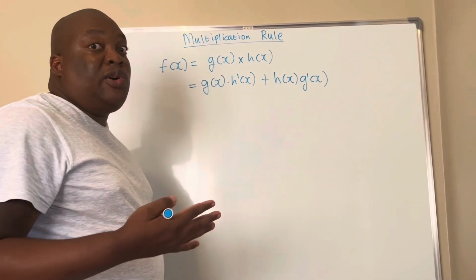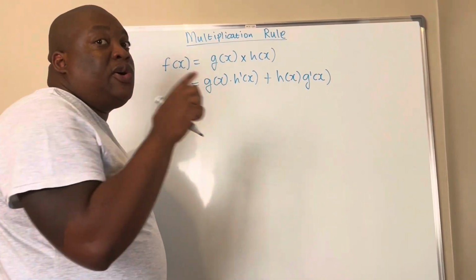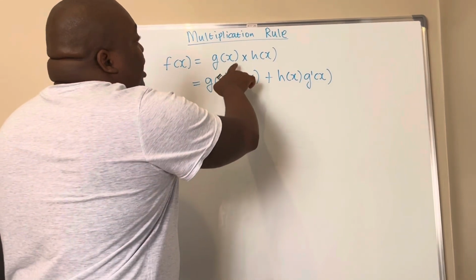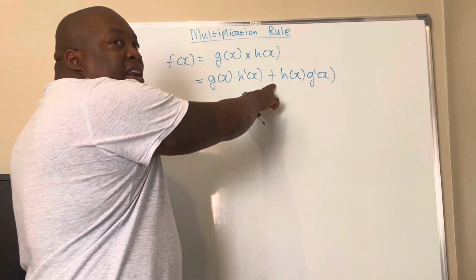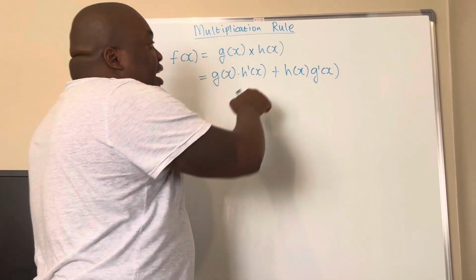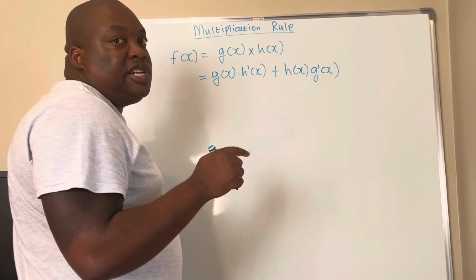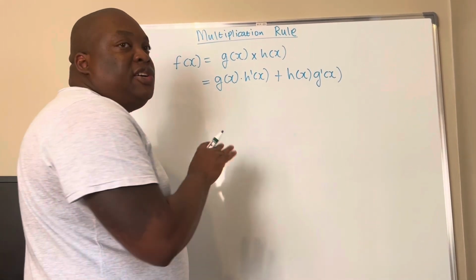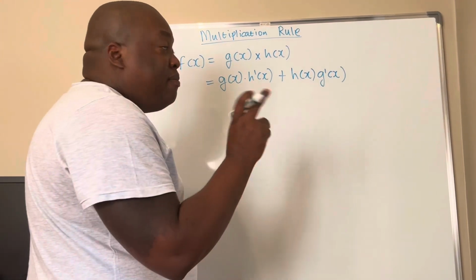The same also applies with the quotient rule. The difference between the quotient rule and the multiplication rule is that the quotient rule uses a minus, meanwhile the multiplication rule uses a plus. And the quotient rule also squares the denominator. The multiplication rule does not. You must bear that in mind.